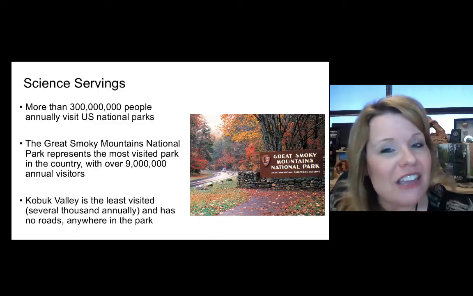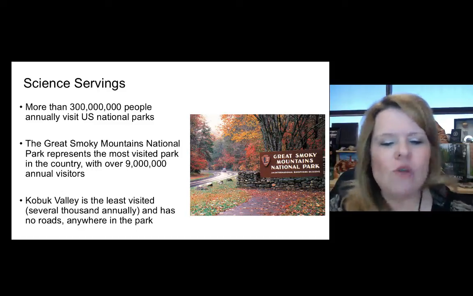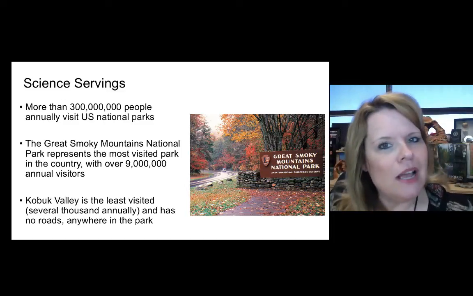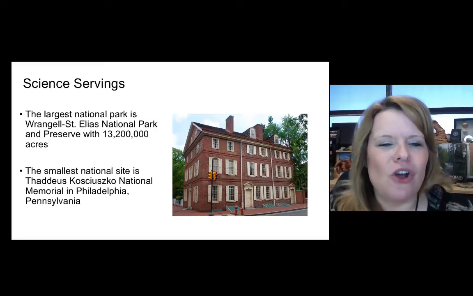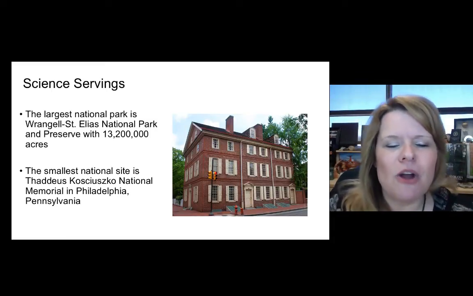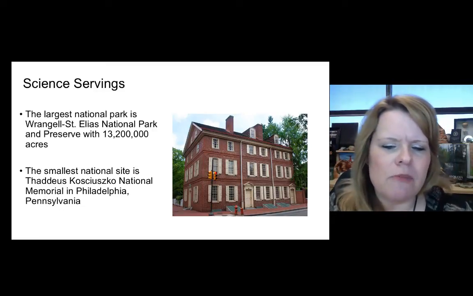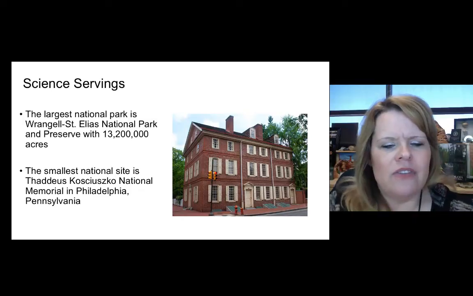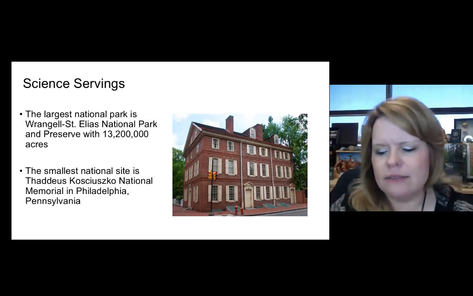Kobuk Valley is the least visited, just several thousand people annually, and has no roads anywhere in the park. So it's kind of an interesting thing of how diverse an array these places are. The largest national park is Wrangell St. Elias National Park and Preserve with over 13,200,000 acres. The smallest national site is the National Memorial shown right here in Philadelphia, Pennsylvania.